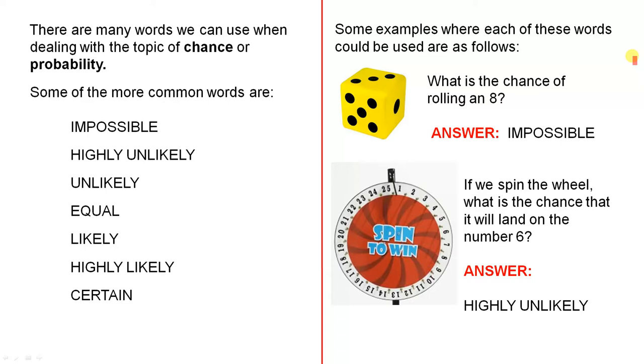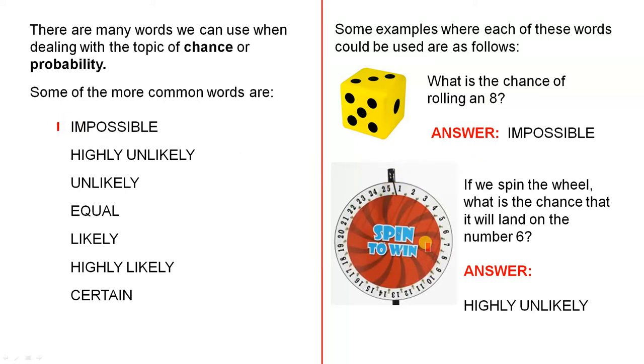Some examples where each of these words could be used are as follows. Here we have a die. Remember, that's the singular of dice. It has 6 sides, showing the numbers 1 to 6. What is the chance of rolling an 8? The answer is impossible because there's no 8. So there's the first description.